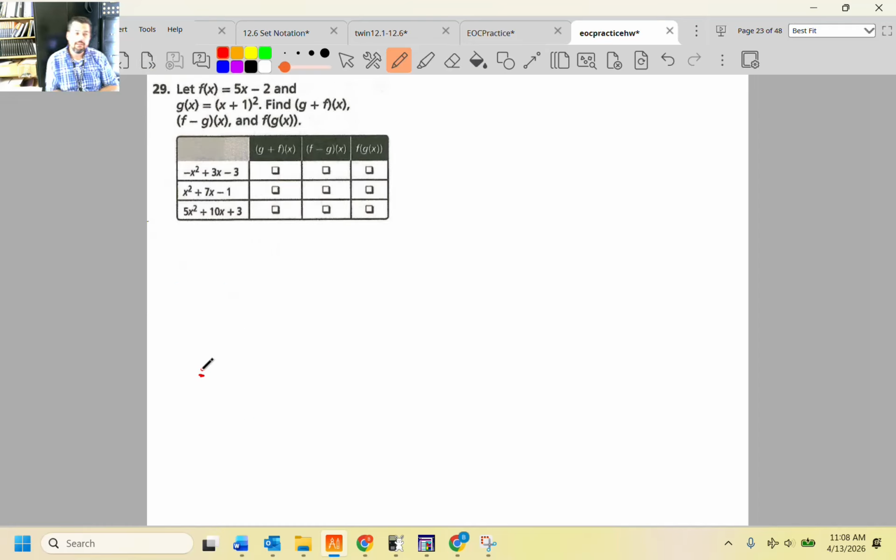29 is going to be a rough problem for a lot of kids. Let f of x be 5x minus 2. Let g of x be x plus 1 squared. Find g plus f of x. Let's start with that. G plus f of x is literally to take g of x, which is x plus 1 squared, and add to it 5x minus 2.